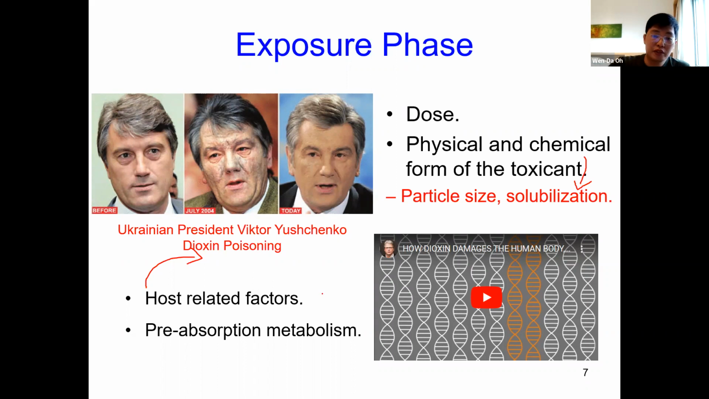Then we have the pre-absorption metabolism. Pre-absorption metabolism means that sometimes the pollutant or the toxicant that you have in your body can be metabolized, and if the metabolism is fast, then of course there are good and bad sides. If the metabolism of the toxicant is fast, it's good, but if the metabolism is fast for therapeutic drugs, then it's bad. So it depends on what kind of things you want to metabolize in your body.